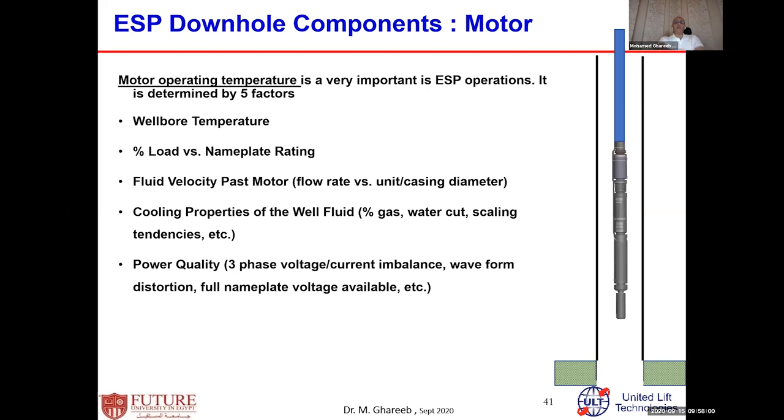Motor temperature is one of the very important factors for the motor, and usually some people ignore this in the field. This can create a lot of problems. A lot of failure analysis for downhole motors in ESP systems results from inadequate temperature running around the motor. The motor temperature is controlled by five factors.